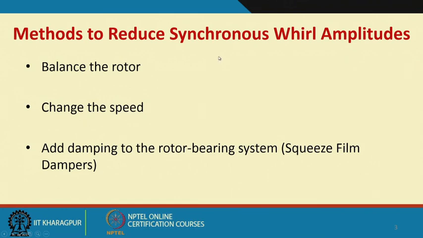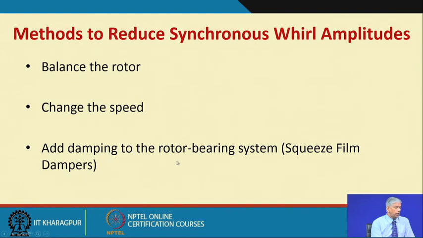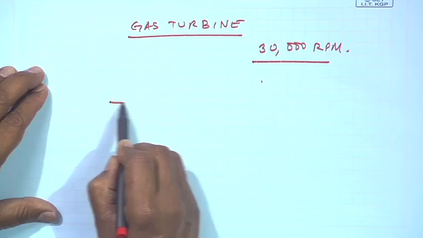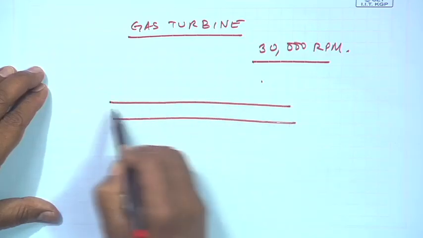Well, the method to reduce these synchronous whirl amplitudes, obviously, is to balance the rotor, that means the geometric center and the mass center are concentric, and change the speed, avoid the critical speed, and of course, add damping to the rotor bearing system in the case of squeeze film dampers. Particularly, if you talk about bearings, we will come to that later on.